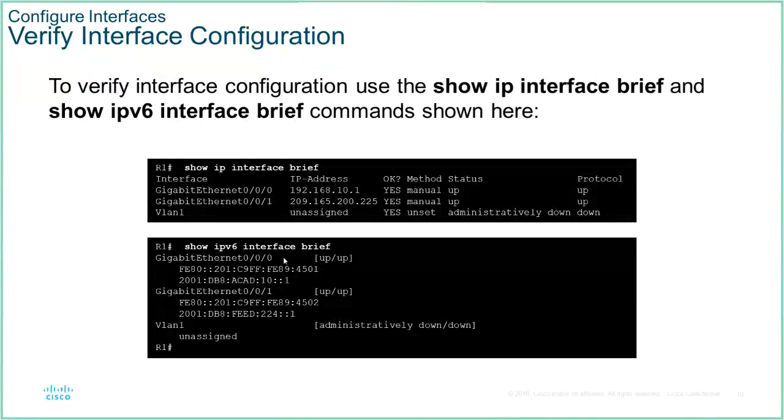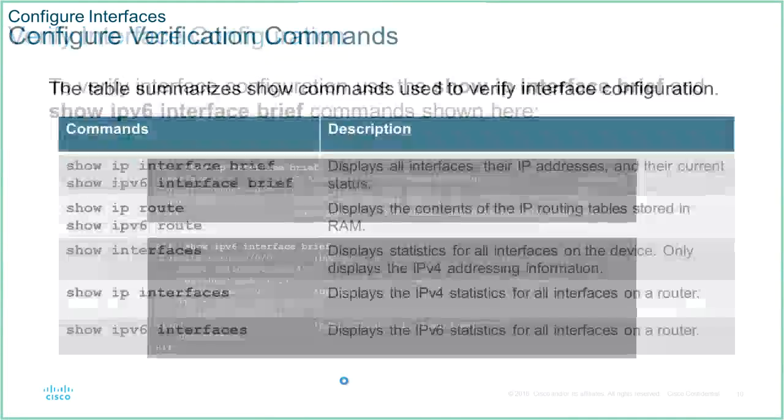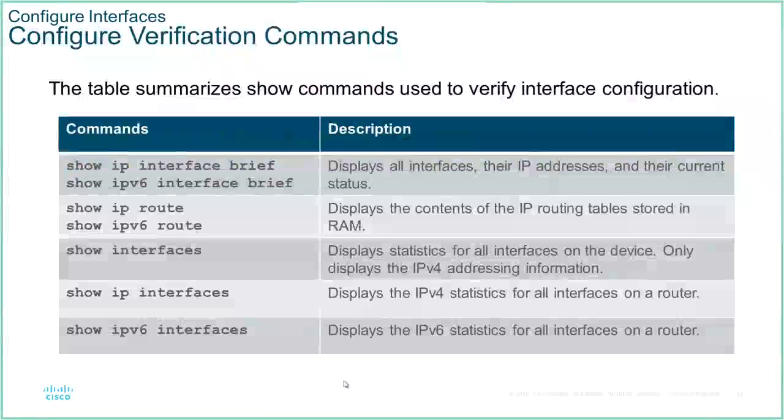Okay, so if you haven't noticed by now, IP assumes version 4, and when we want to do IPv6, we just put v6 on the end of IP, and the rest of the command's the same. So this one gives us v4 information, this one gives us v6 information. There is no command to give us both at the same time. It's one or the other. So here's the summary of those interfaces.